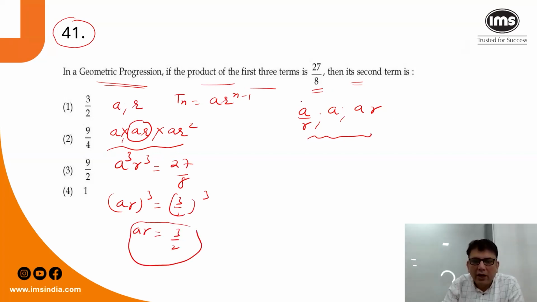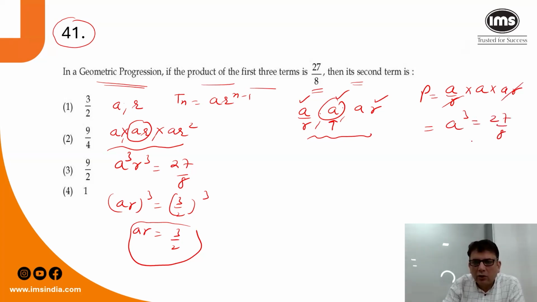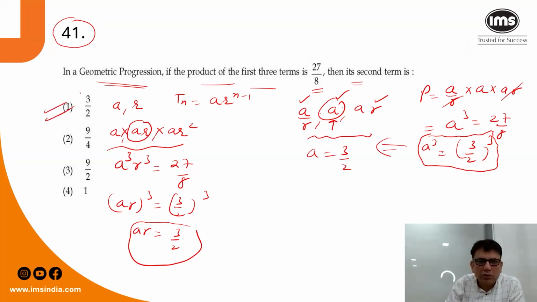This is one way. And if you suppose the three terms like this, then the second term is A, right? And this will be a better way. Why I am saying so? Product of these three terms will be A by R into A into AR. So you just cancel out R, you get A cube, and product is given as 27 by 8, which is 3 by 2 whole cube. So A cube is 3 by 2 whole cube, which means A is equal to 3 by 2. First option is the correct answer, the second term. So both ways you can do.